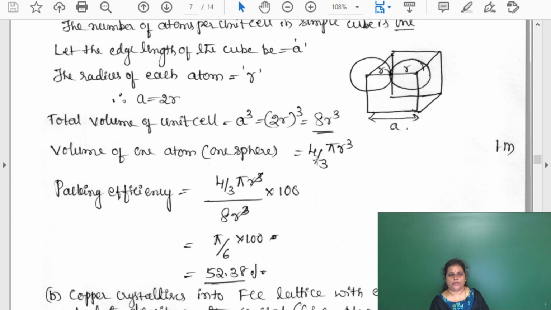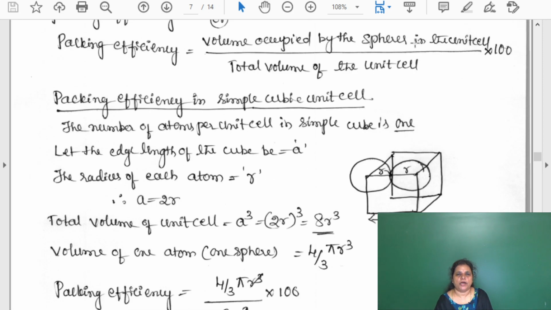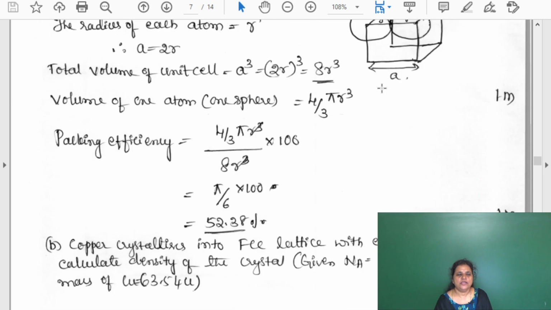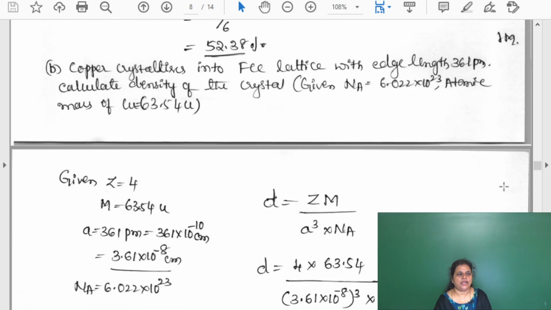Volume of one atom you need to calculate. Volume of one sphere is given by 4/3 pi r cube. Substitute in the packing efficiency. The volume occupied by the sphere in the unit cell divided by the total volume of the unit cell, into 100. So pi by 6 into 100, and it is nothing but 52.38%, and that carries 1 mark. Up to here you will get 1 mark, and the last one you will get 1 mark. Move on to the second, that is B.